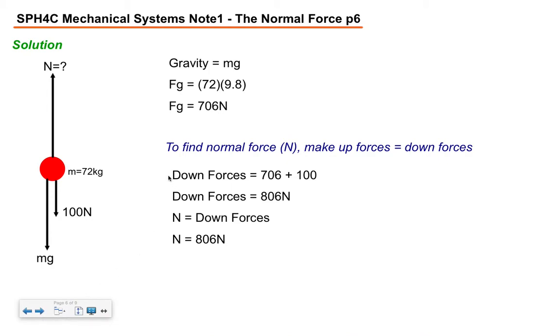Anyway, the down forces are equal to the gravity force plus the 100, so 806 newtons. Normal force has to equal those, so normal force is 806 newtons. So that's calculating normal force. And again, if I just took that 100 away, then the normal force would just be equal to the 706. So if the thumb got lifted, then the normal force would change. You can picture it: the pressure between the guy and the ground without that thumb is going to be less, so it should be less of a normal force.